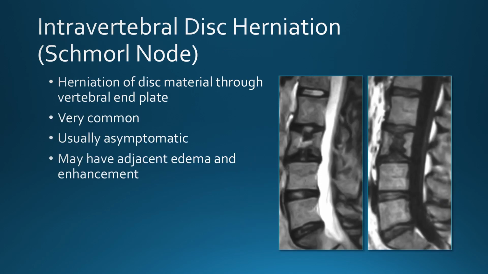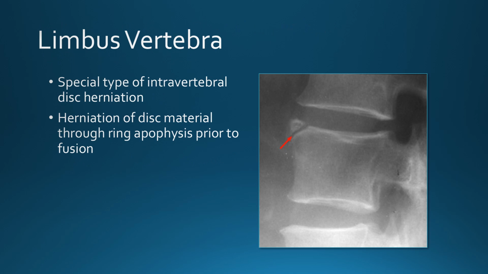Just a couple of special cases of disc herniation. Intravertebral disc herniation, or Schmorl's node, is herniation of disc material through the vertebral end plate. These are very common. Most of the time they're asymptomatic, but they can cause back pain in the acute setting. You may see adjacent edema and enhancement with these Schmorl's nodes. And finally, Limbus Vertebra is herniation of disc material through the ring apophysis prior to fusion.